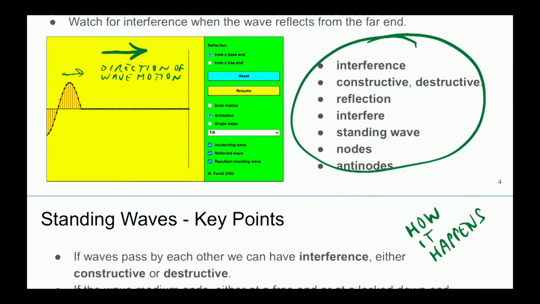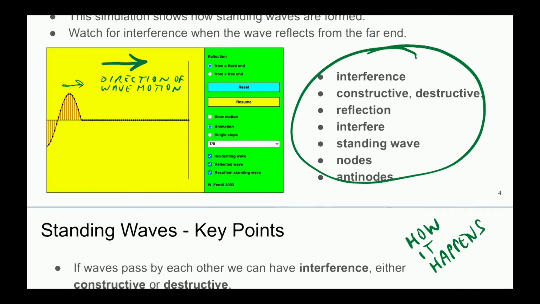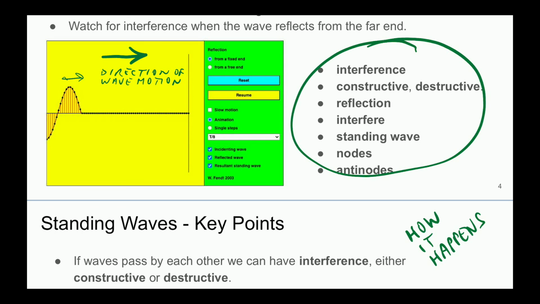Let's look at what happens with them. The first thing that happens is there will be some interference. Let's review what we mean by interference. If two waves meet, they will interfere either constructively or destructively. Remember, constructive, the two waves add because they're on the same orientation, or destructive because they're opposite orientation, okay?